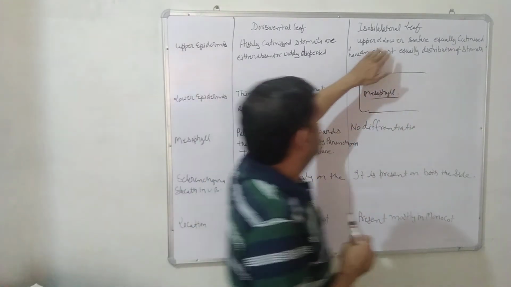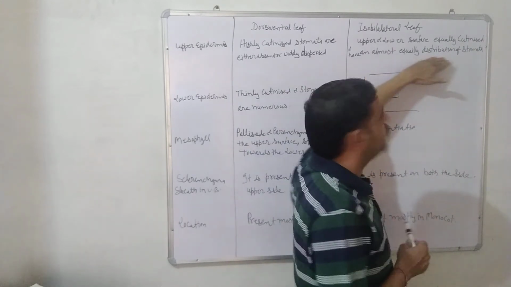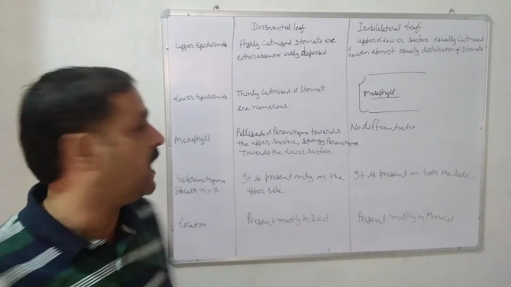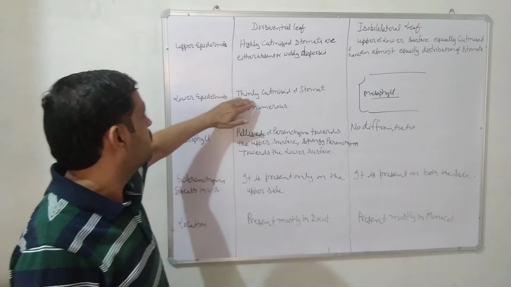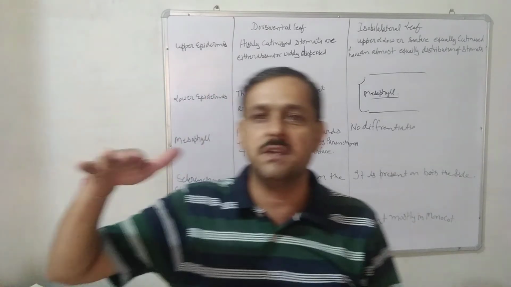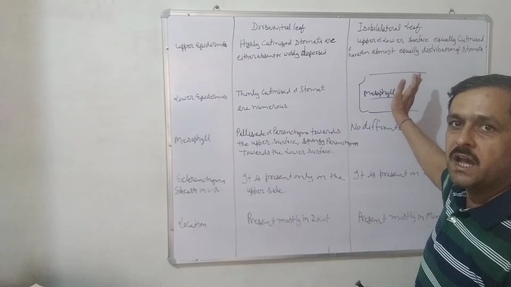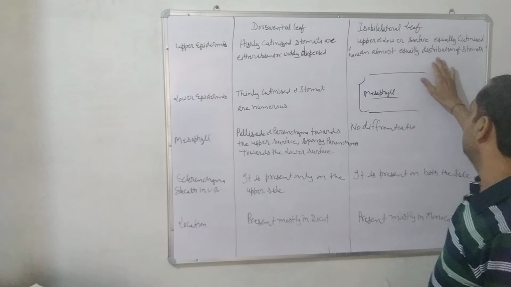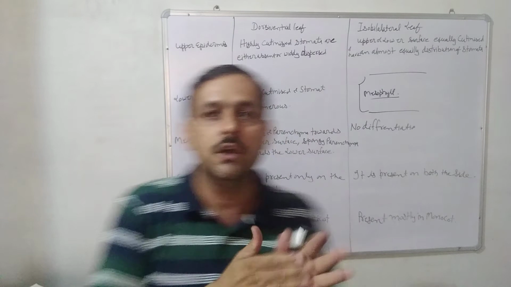So upper and lower surfaces are equally cutinized and have an almost equal distribution of stomata, meaning both sides have equal distribution of stomata. But in the dorsiventral leaf, the lower epidermis is thinly cutinized and stomata are numerous, meaning the lower surface has so many stomata present. In the isobilateral leaf both sides are equally cutinized and have equal distribution of stomata.